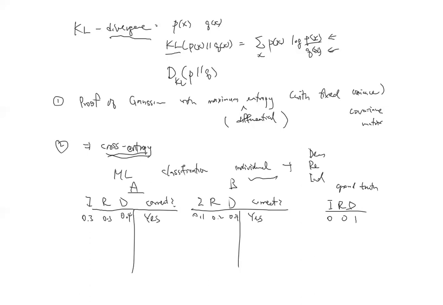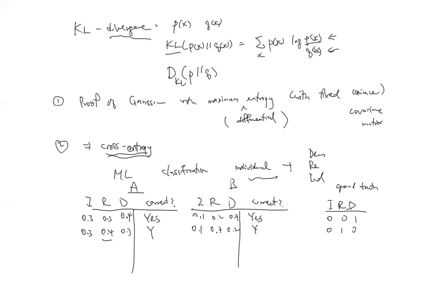Then maybe I have another individual, where classifier A returns a score of 0.3, 0.4, 0.3, and classifier B returns 0.1, 0.7, 0.2. Maybe the ground truth is a Republican, so it's 0, 1, 0 like this. So again, both of them are correct, right? This will classify as a Republican. So yes, this one is correct as well.